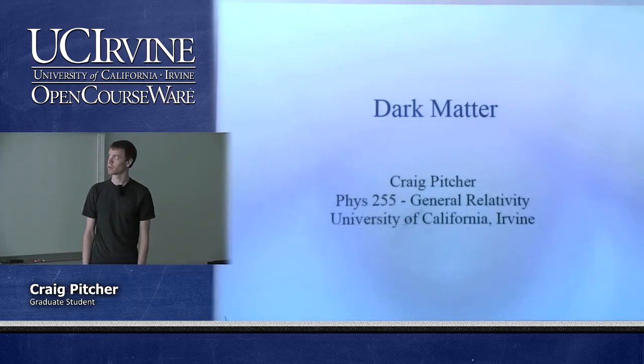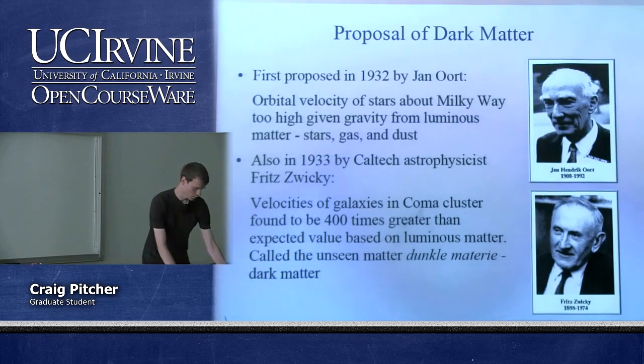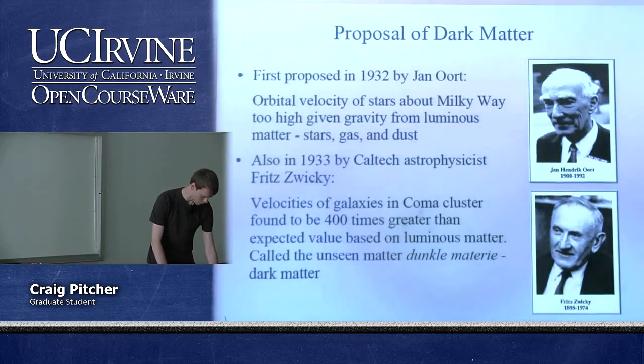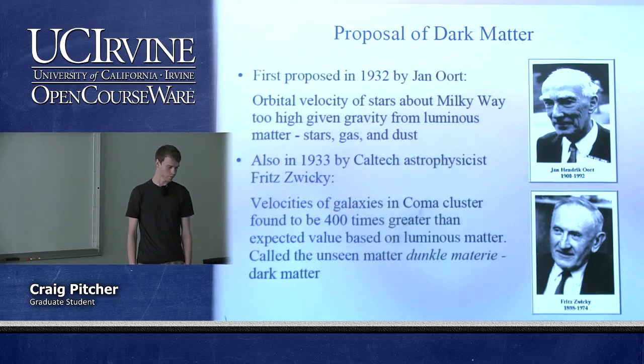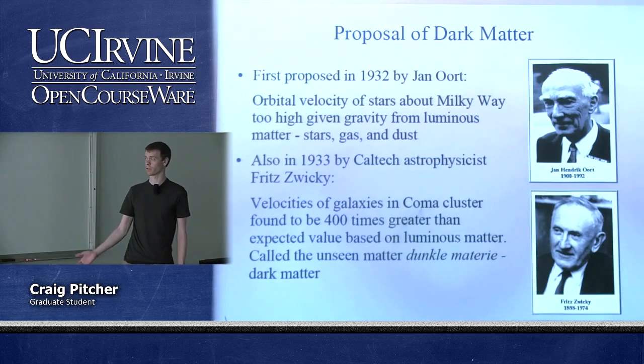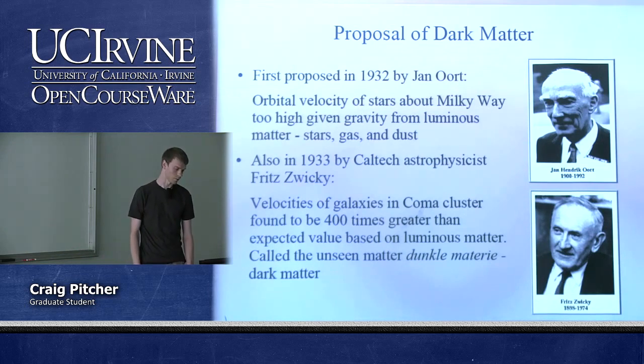All right, hi, I'm Craig. I'm going to be talking about dark matter. So first, how the idea of dark matter came about. It was first proposed by Jan Oort, who's the same astronomer that named the Oort cloud and is famous for a lot of other things. And this was way back in 1932.